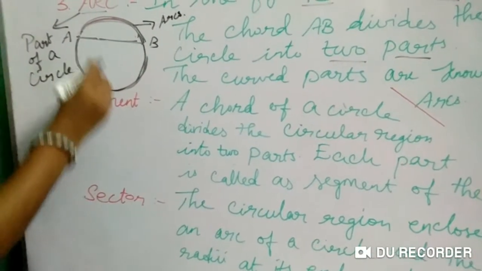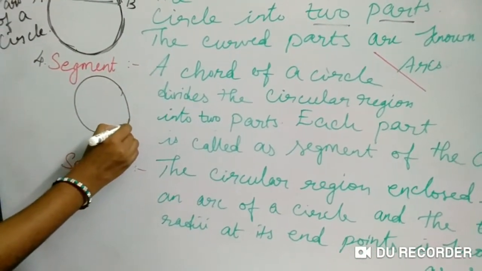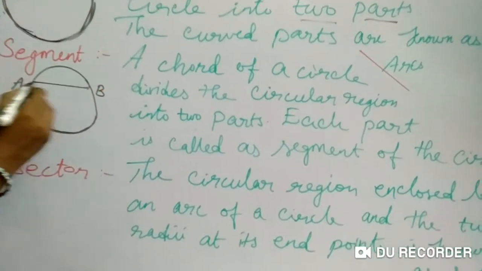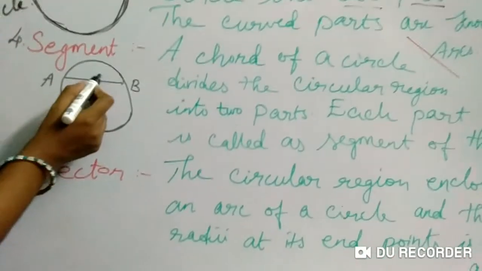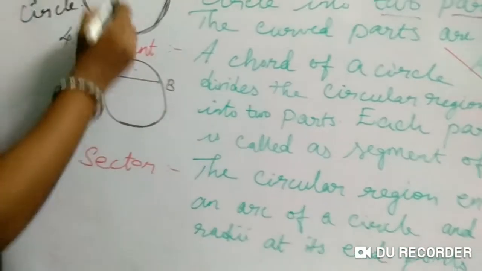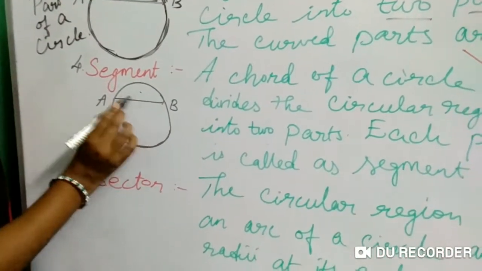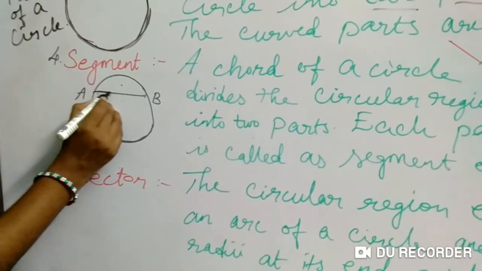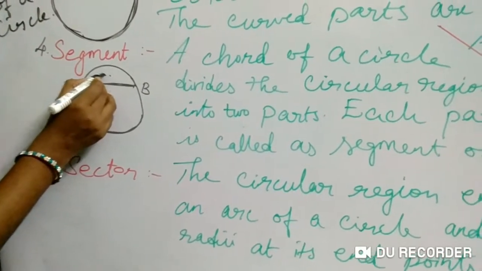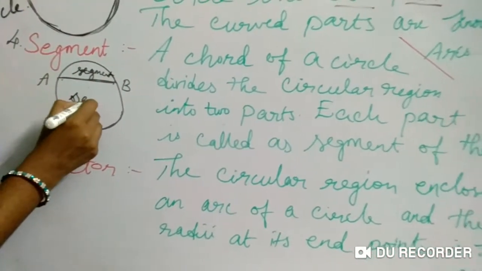The next one is segment. You do the same activity that you did already. Draw a chord in a circle. Similarly, here also, wherever you draw the chord, it divides the circle into some parts. In this, the curved part is known as arcs, and the inner portion, that is the area in between this figure, also divides into two parts. These parts are called segments.